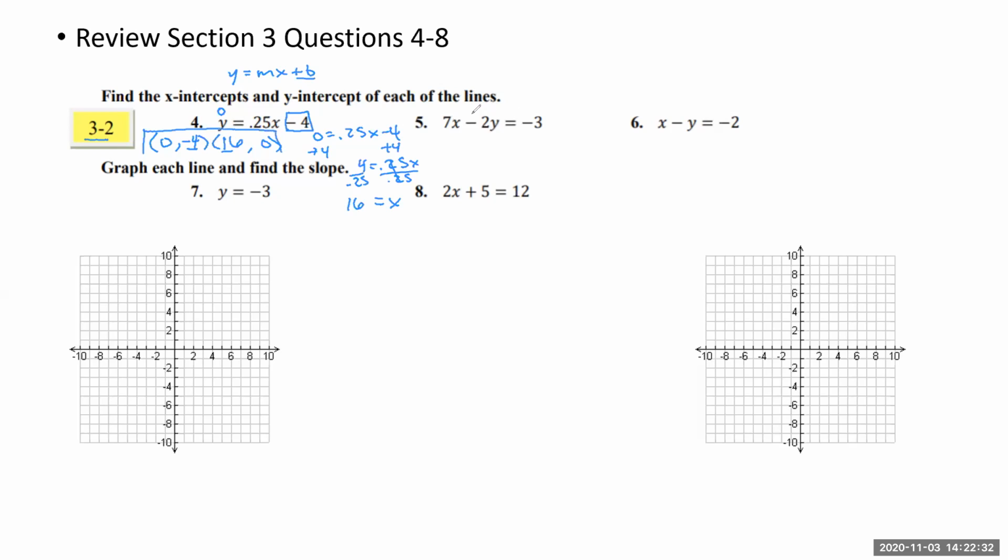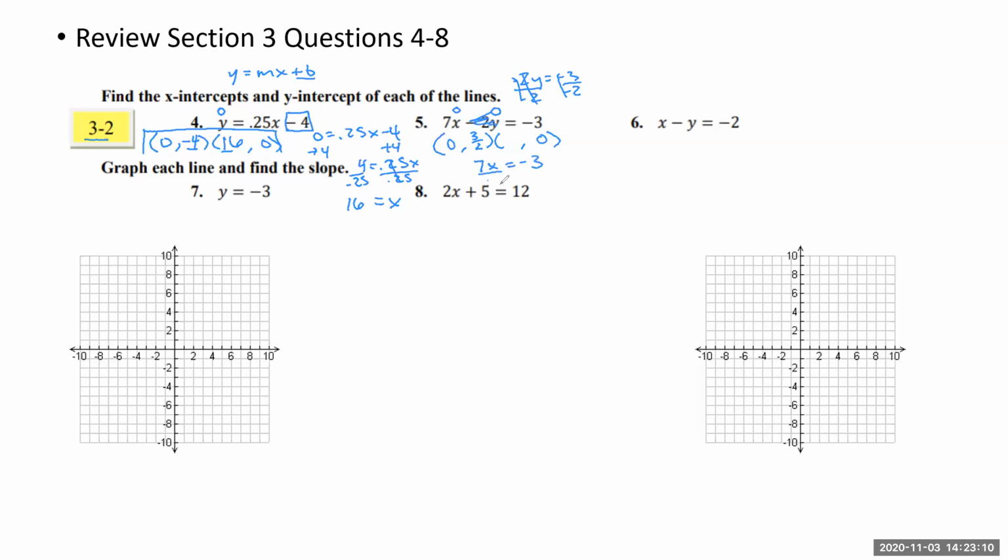Going on to number 5, this is not in y equals mx plus b form. So we're going to just plug in zeros for x and zeros for y to get our answers here. Okay, so let's start by plugging in the 0 for x. We come out with 2y equals -3. And then when we divide by -2 on both sides, we're just going to get 3/2 for our y. Then we're going to plug in a 0 for y, which will come out to 7x equals -3 when we're done multiplying that all out.